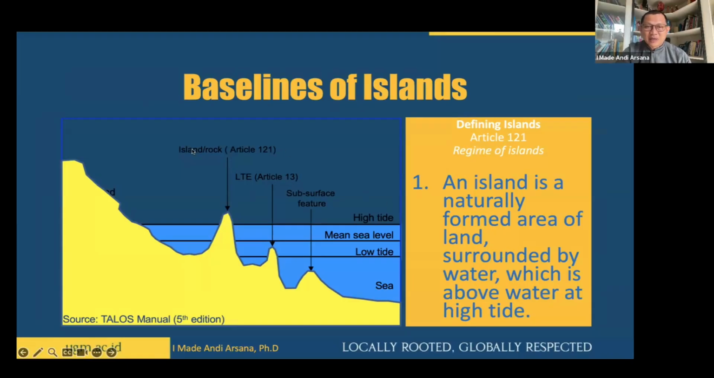But then what is the difference between island and rock? In this case, a rock cannot sustain human habitation. Jadi yang namanya karang itu tidak bisa mendukung kehidupan manusia. Kalau dia bisa mendukung, it is called an island or pulau. If it cannot, it's called a rock.